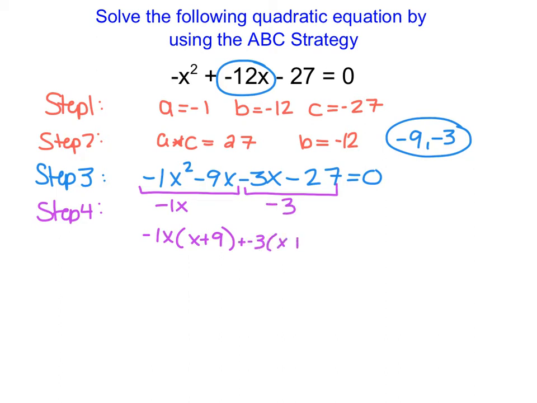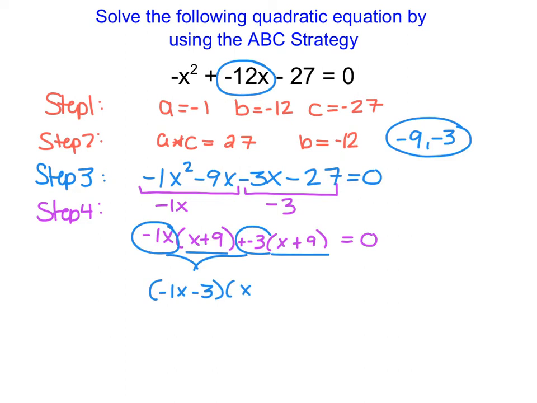And that also becomes x plus 9. Then from here, we group those coefficients together because we have matching parenthesis pieces. So we take -1 and -3 and we group them together. So we have -1x minus 3, and then we have x plus 9, and that equals 0. So from here, we have now set this up into factored form.